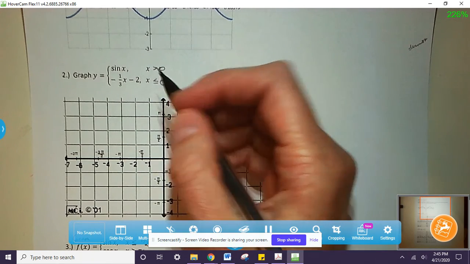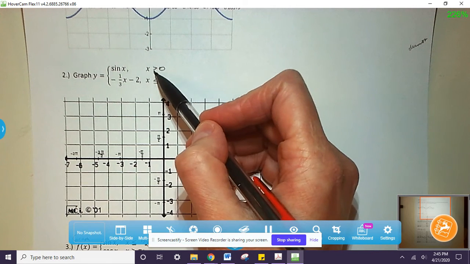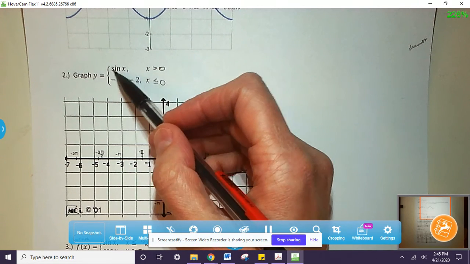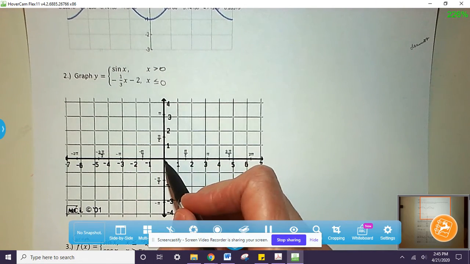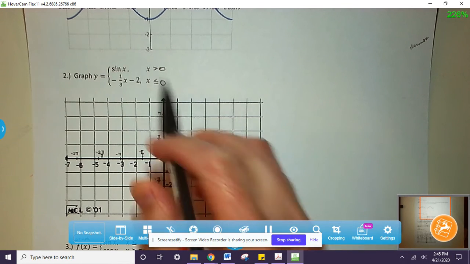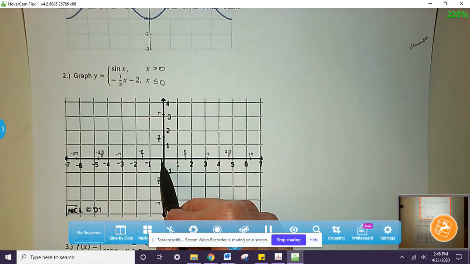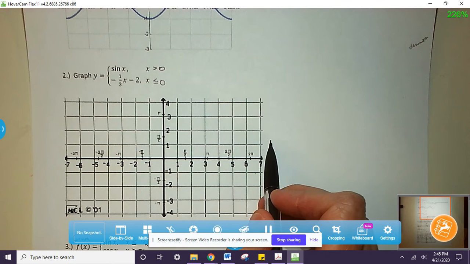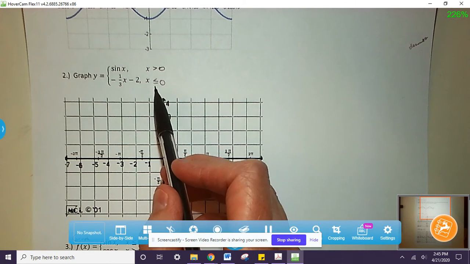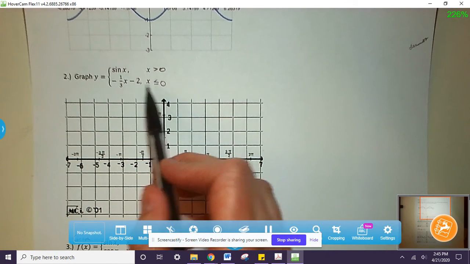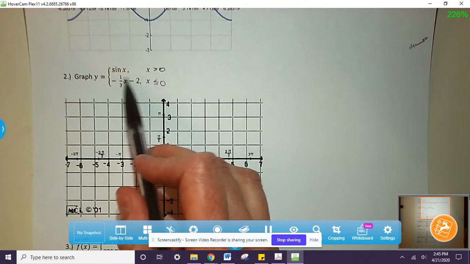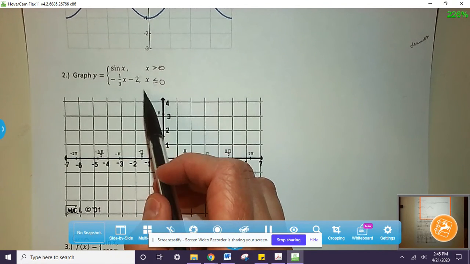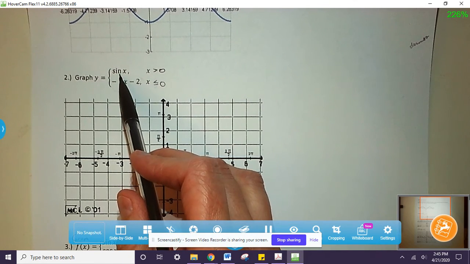So what we want to do to graph this piecewise function is we want to use the sine function anywhere to the right of 0. So to the right of 0 on the x-axis, we want to graph sine. At 0 and to the left of 0, we want to graph this linear function. So you can start with either one. I think I'll start with the sine function since it's the one first up there.